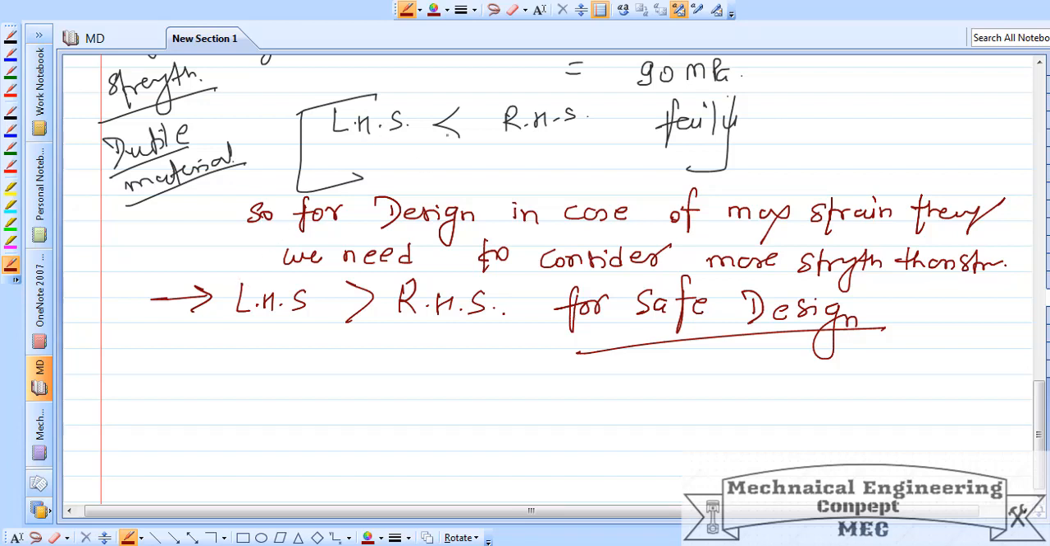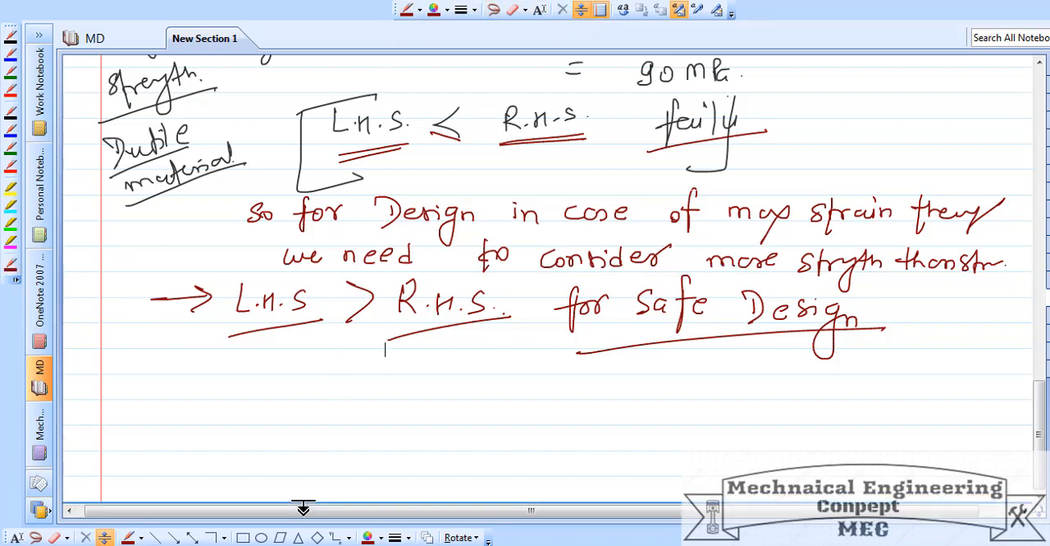If the left hand side is equal to or less than the right hand side, then the component will fail. If the left hand side, which is SYT, the strength of the component, is more than the induced value of stress, then the component will be safe. Further, now we need to consider what is the failure zone or boundary of the component.